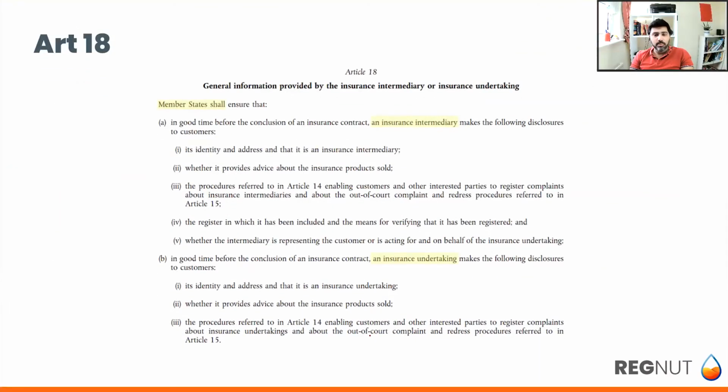Article 18 is another one. The reason for highlighting this one is because of how it applies differently to insurance intermediaries versus insurance undertakings. So this is where you have the balance sheet exposure. This is where you're the carrier. These requirements apply to the intermediaries where you're just selling.